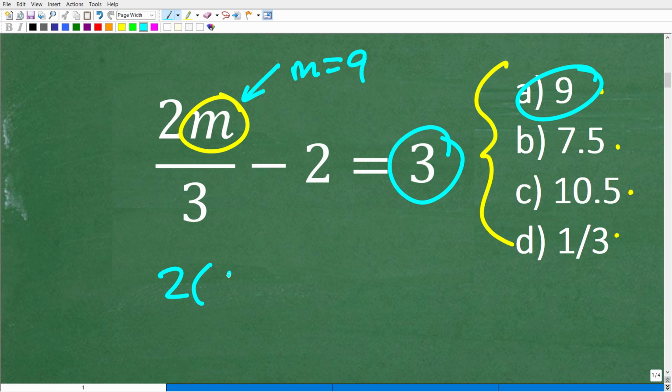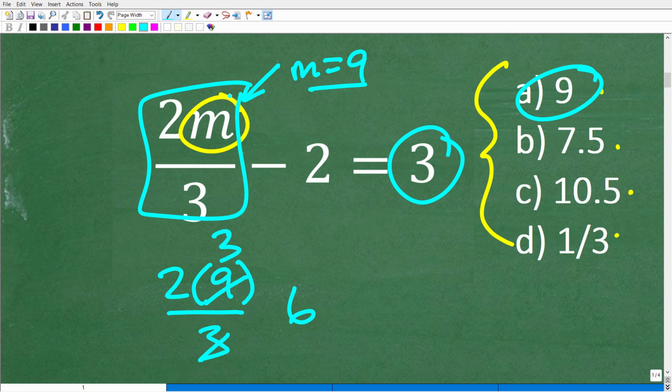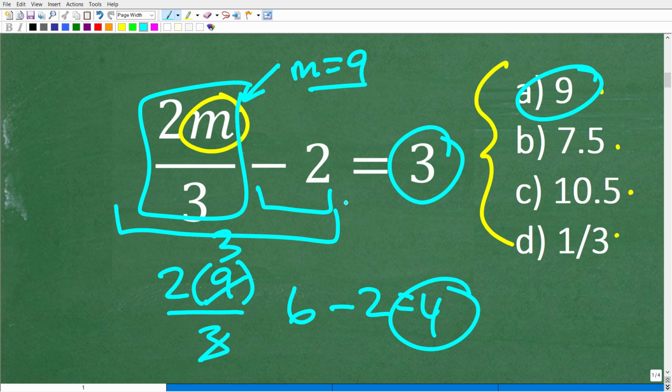Well, I'm going to have 2 times 9 over 3. All right, so that's what this is going to be. So 3 goes into 9, 3. So 3 times 2 is what? That's 6, right? Or 18 divided by 3 is 6. So all of this is equal to 6. And 6 minus 2 is what? That's 4. So this is what the left-hand side is equal to.